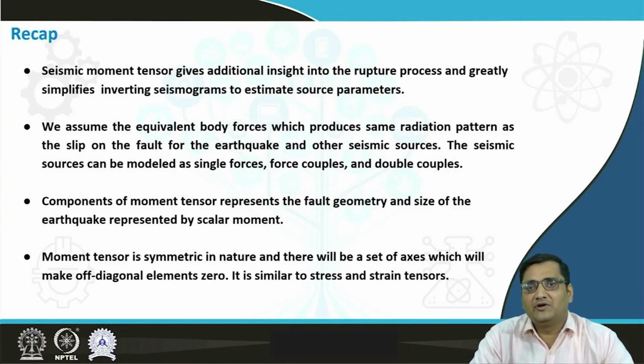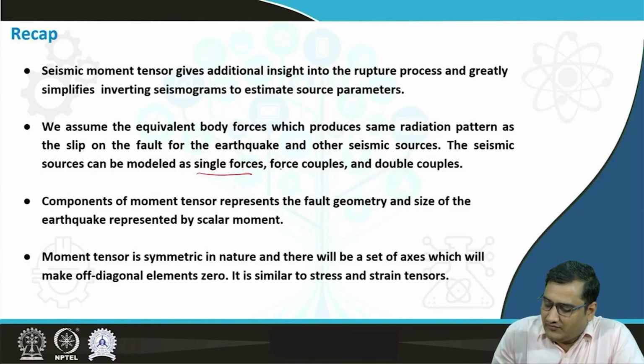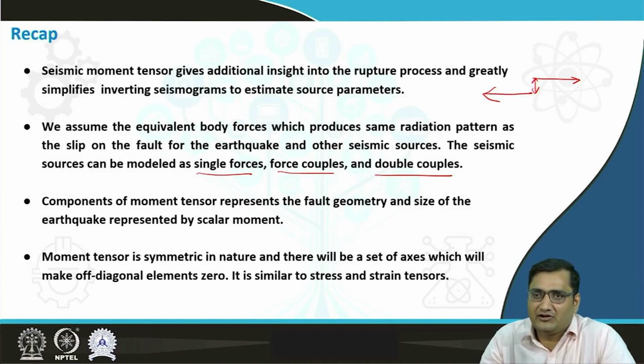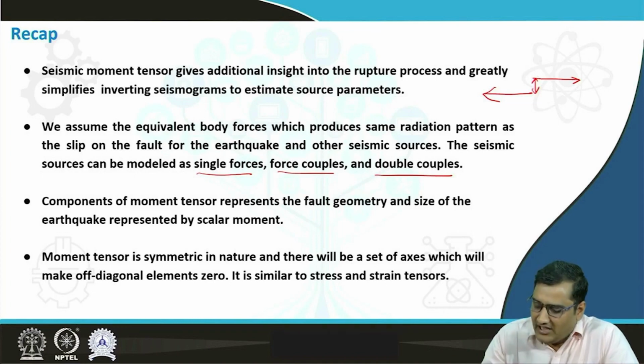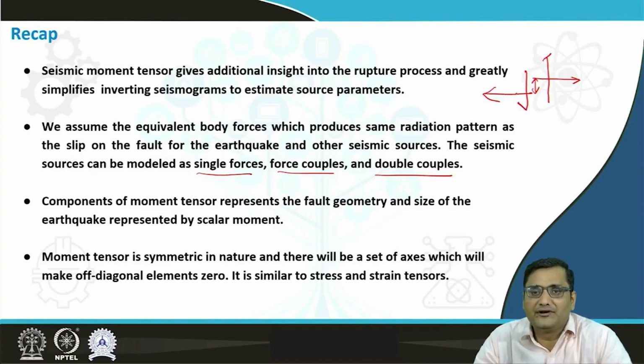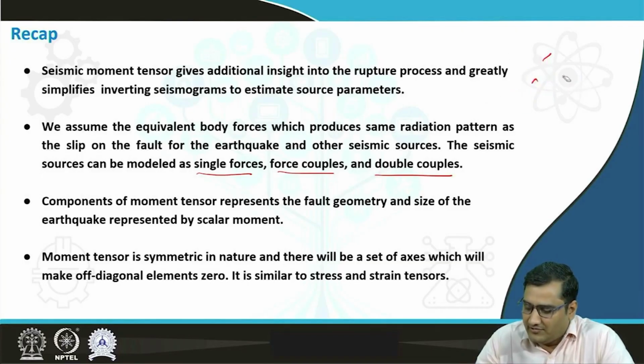The seismic sources can be modeled as either single forces, force couples or double couples. In the previous class we learned that a single force is something like this, for example in the x direction. If you have another force associated with it, it is known as a force couple. It can have an offset in the x, y or z direction, and the orientation of the force can also be different. In case you have a double couple, then you will have another couple associated with it, something like this, with offsets between the forces in this double couple system.